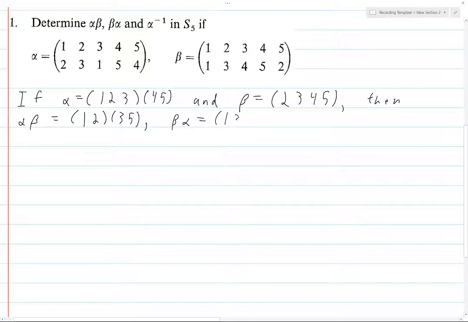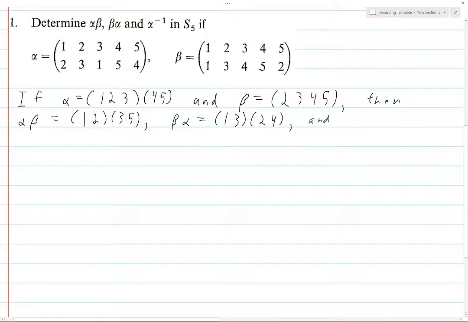So beta alpha is, let's see here, 1 goes to 2, and then 2 goes to 3, so we have 1 to 3. 3 goes to 1, 1 goes to 1, so that's a closed cycle. So what happens to 2 now? 2 goes to 3, and 3 goes to 4. So 2 goes to 4, 4 goes to 5, 5 goes to 2, so that's a closed cycle. And then, of course, 5 to 4, 4 to 5. So that's closed. It has to be closed here at the end, because we've used up all the other ones. So there we go.